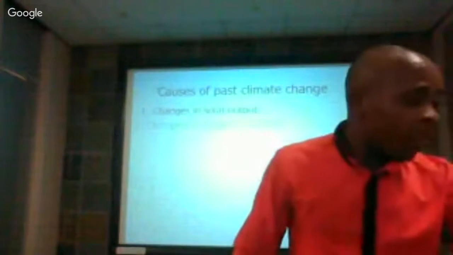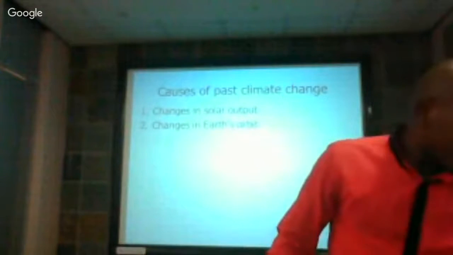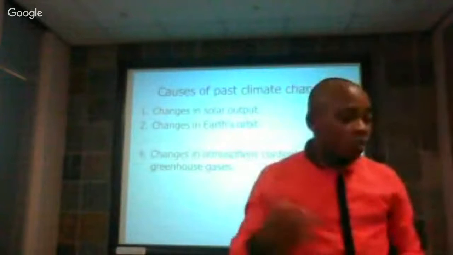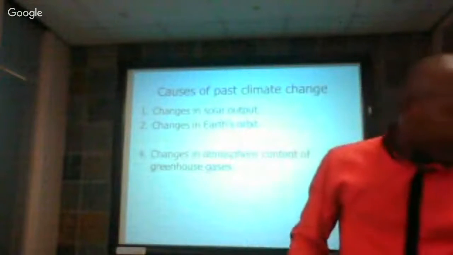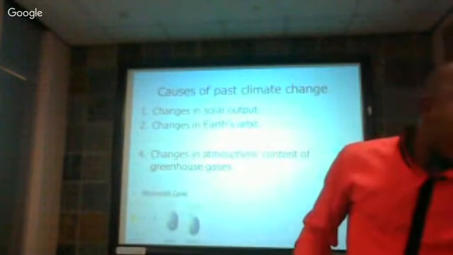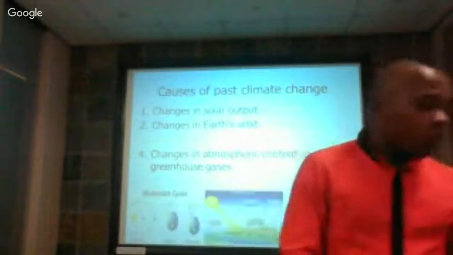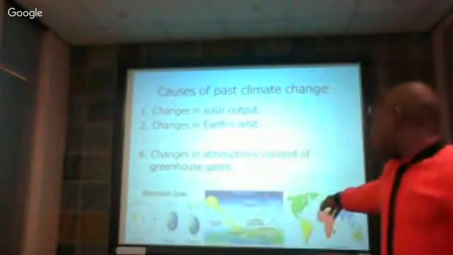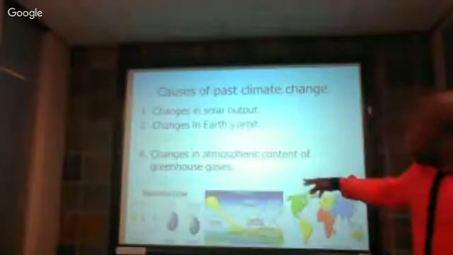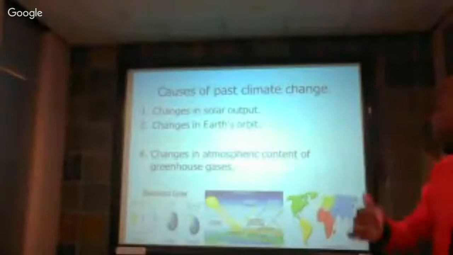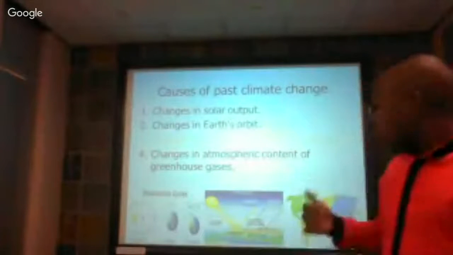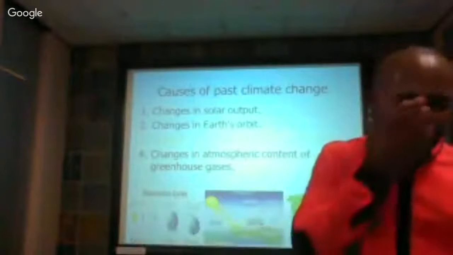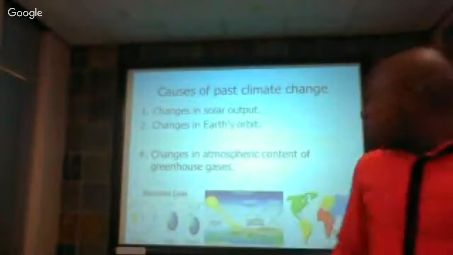Moving on to the causes of climate change. One, I'll look at the changes in solar output, and we'll look at both of these two pictures. Here, one, the solar radiation is emitted by the sun to the earth. Then that can also be affected by the Milankovitch cycle.